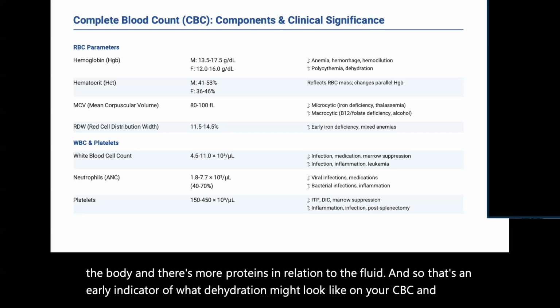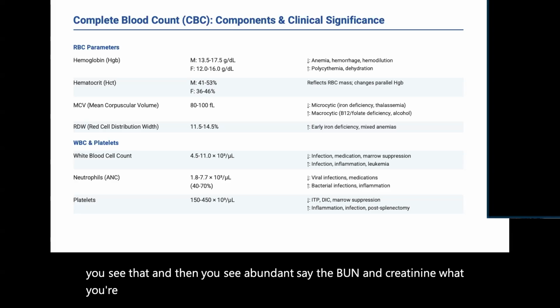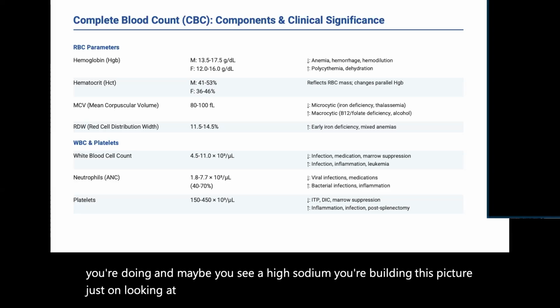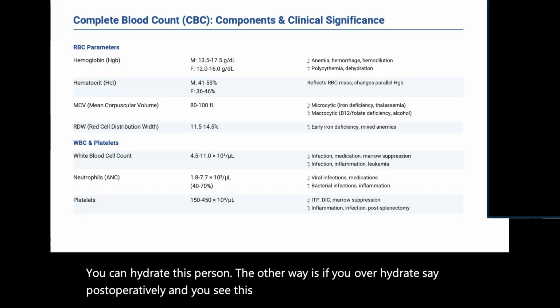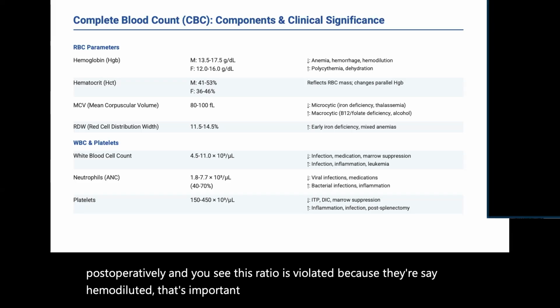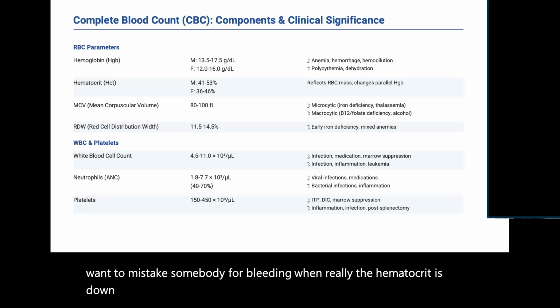And when you see that, and then you see a bump in, say, the BUN and creatinine, and maybe a high sodium, you're building a picture just from the labs: oh, that looks dehydrated to me, and so you can hydrate this person. The other way is if you overhydrate, say, post-operatively, and you see this ratio is violated because they're hemodiluted. That's important to know post-operatively, because you don't want to mistake somebody for bleeding when really the hematocrit is down because it's hemodilutional. So that's something else to pay attention to.